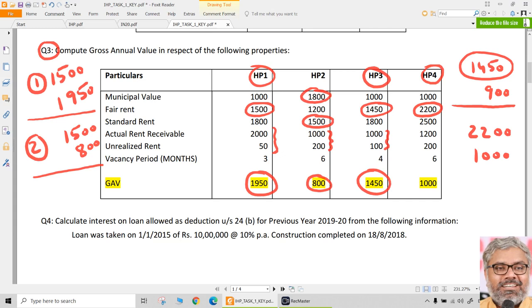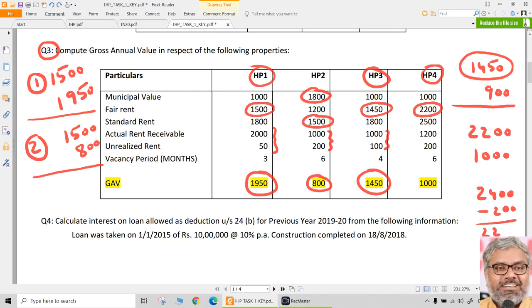But why? Again, the same imagination should happen here. What if the property was not vacant? How much would have been the ARR? If the property was not vacant, the ARR would have been 2400, because for 6 months the property was vacant. If it was not vacant, it would have got double the rent. Then also there would have been unrealized rent, which we don't know, that is always the standard. But then also the ARR would have been equal to the expected rent. It would not be less than expected rent. So now, at least if the property was not vacant, ARR would not have been less than expected rent.